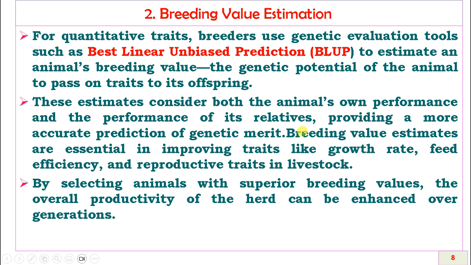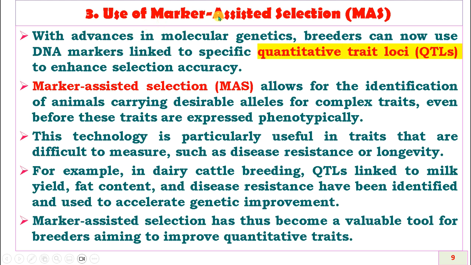And by selecting the animals with superior breeding values, the overall productivity of the herd can be enhanced from generation to generation. Then the third one is to use marker assisted selection, or MAS. What MAS means is that it has the advantage of molecular genetics. Breeders can now use DNA markers linked to specific quantitative trait loci, because these are certain determining factors which are located on specific loci.